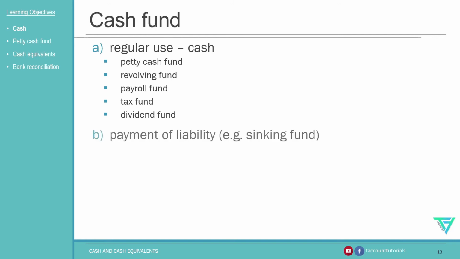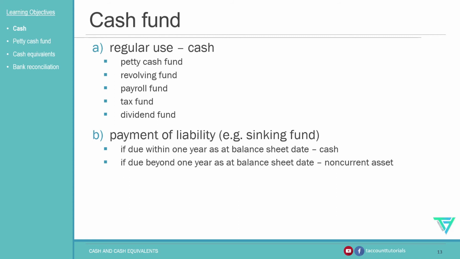Next, if the fund is set aside to pay or to settle a liability, what will be the classification of this? It depends. If the related liability is due within 1 year as at balance sheet date, the fund is classified as cash. If due beyond 1 year as at balance sheet date, it is classified as non-current asset. So it's not classified as cash.